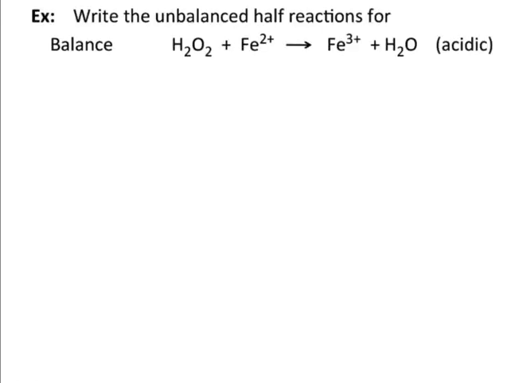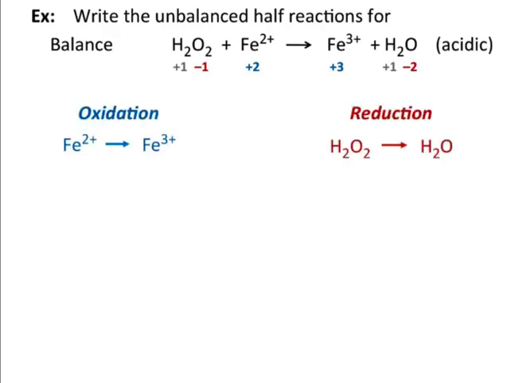So here's an example. Before balancing, let's write the half reactions for hydrogen peroxide and iron. So first, oxidation state time. This is a pretty straightforward application. Second, we take the components that are oxidized and the components that are reduced and throw them into two reactions.